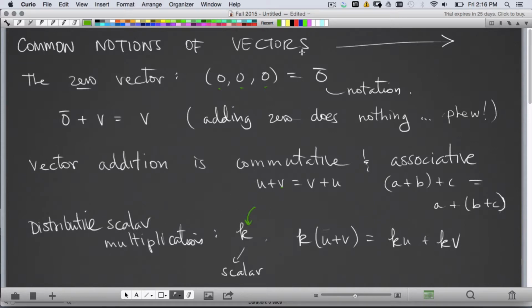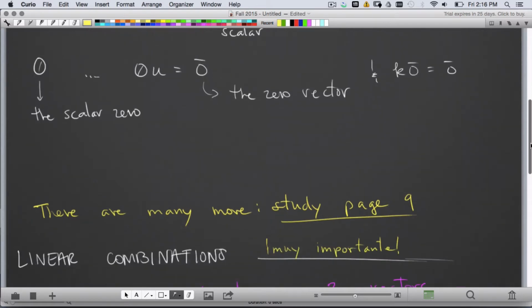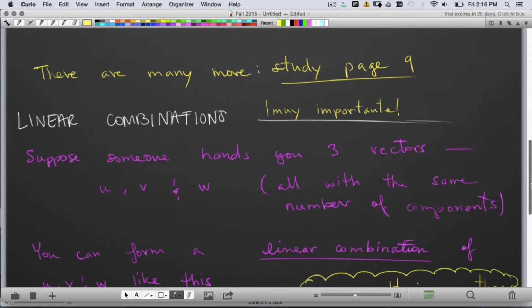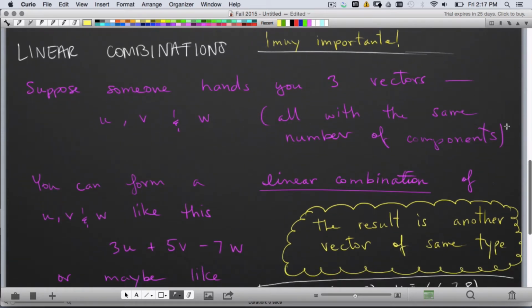Scalar multiplication works like so. If c is a scalar, a real number, then if we multiply that scalar times the sum of 2 vectors, it's the same thing as multiplying the first vector by the scalar and then adding it to the scaled version of the second. 0, the number, is also a scalar, and if we scale any vector by 0, we get the 0 vector back. So multiplying by 0 always gives us 0. That's comforting, right? Alright, there are many more, and I want to point you to page 9 to study some more properties of vectors in the algebra.